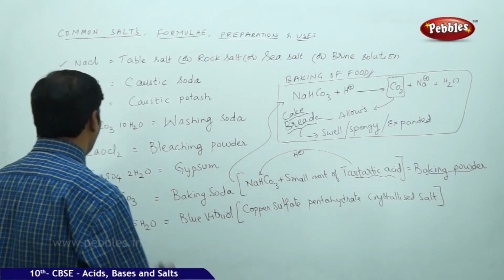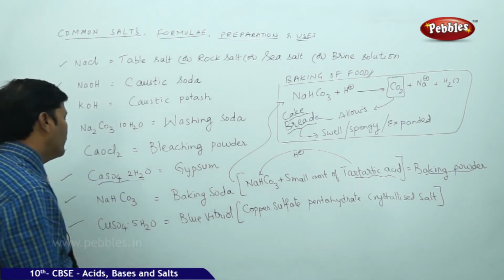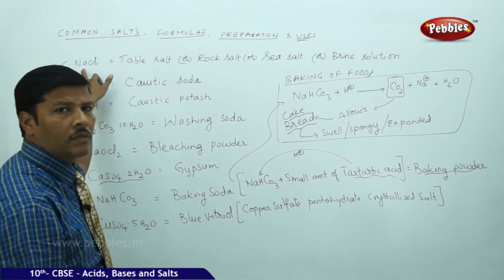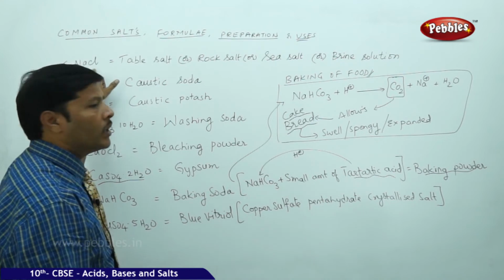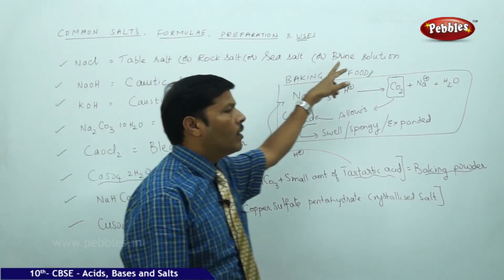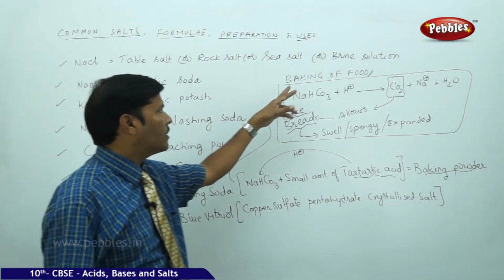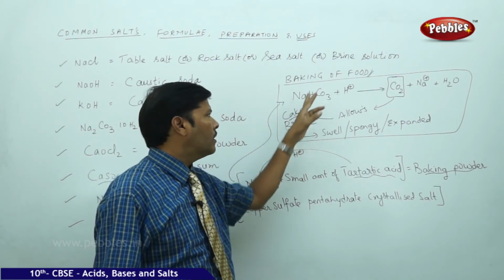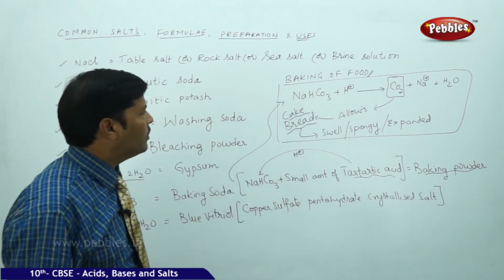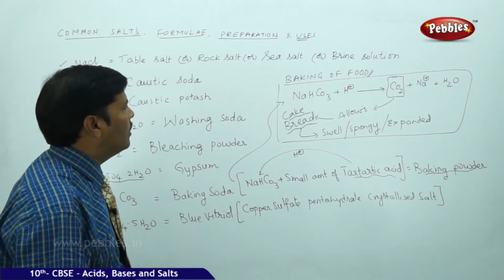Similarly, if you go for gypsum, calcium sulfate 2H2O, once again I am trying to recollect all the salts one after the other. NaCl is sodium chloride. Sodium chloride is also called table salt or rock salt or sea salt or brine solution. We have just discussed the baking of food in the form of cake or bread, and we have understood the mechanism of how the baked food swells and expands and is ready for consumption.